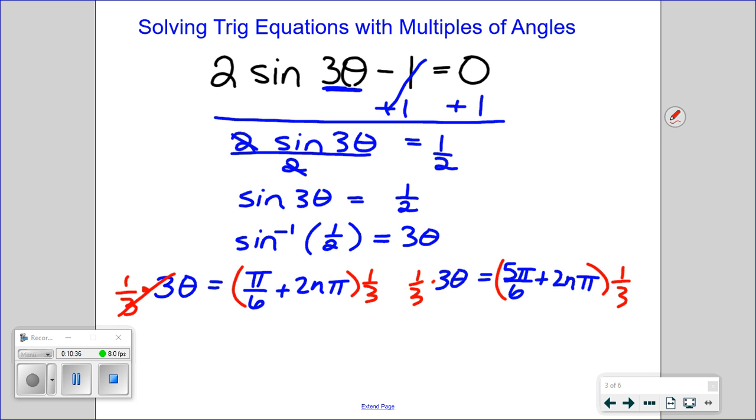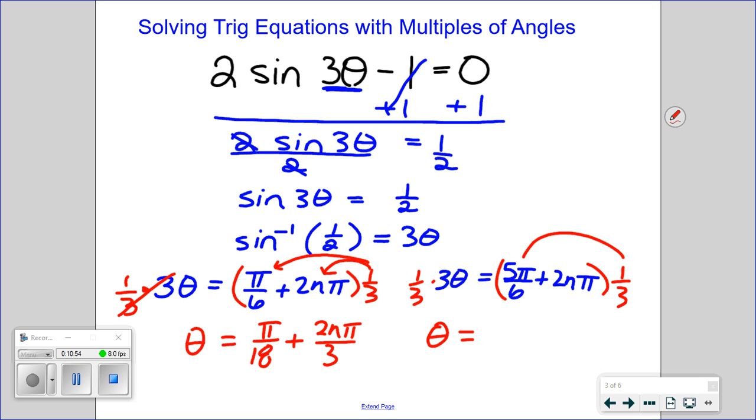Okay, now, when you solve for theta, you have to distribute the 1/3, okay? So 1/3 times pi over 6 will be pi over 18. But 1/3 times 2n pi, we can just write that as 2n pi over 3. Okay, and then over here, distribute the 1/3, we'll get 5 pi over 18 plus, and then 1/3 times 2n pi becomes 2n pi over 3.